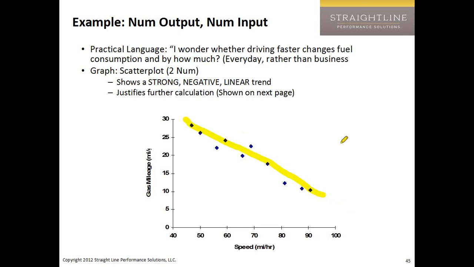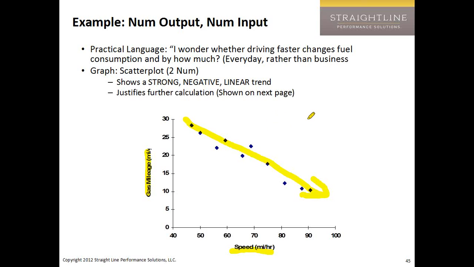The second thing is the direction. In this case, it's a negative direction. It's going downward. As you increase speed, gas mileage decreases. So we call this negative. Third thing is the strength of it. And in this case, it's pretty strong. It's a pretty clustered set of points. We're going to learn more about this when we cover regression, but those are really the three questions that you want to ask.